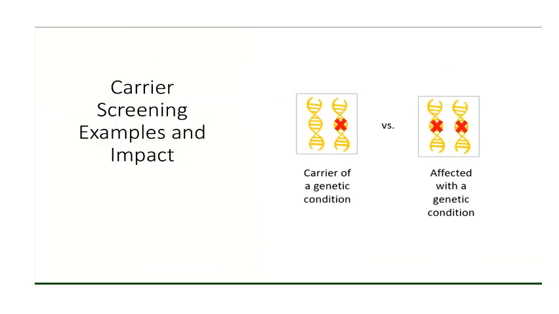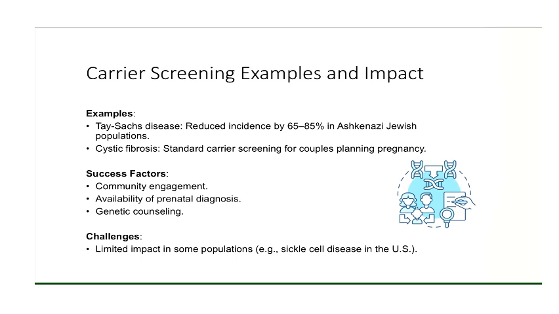Carrier screening examples. This slide highlights the impact of carrier screening in reducing the prevalence of genetic disorders. It provides examples such as Tay-Sachs disease, where screening has significantly decreased incidence in Ashkenazi Jewish populations, and cystic fibrosis, where screening is a standard practice for couples planning pregnancy.